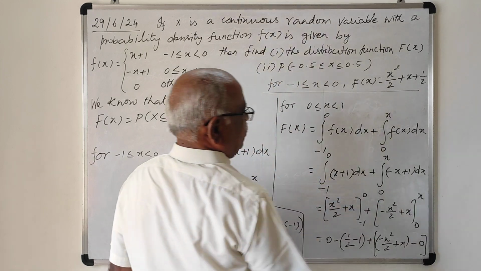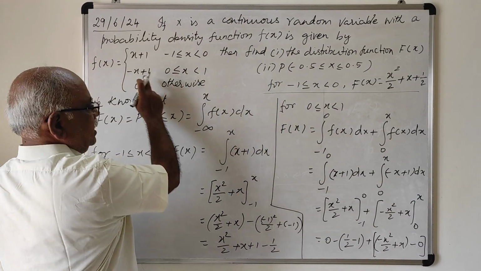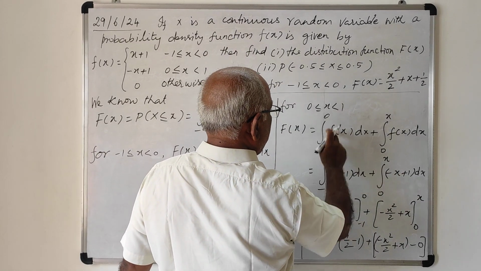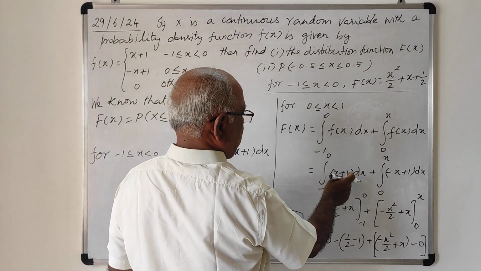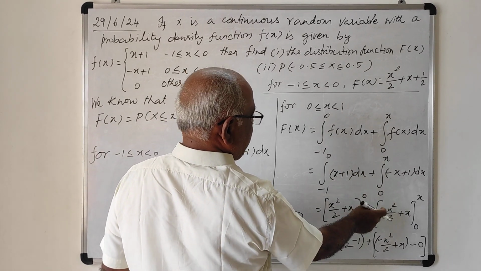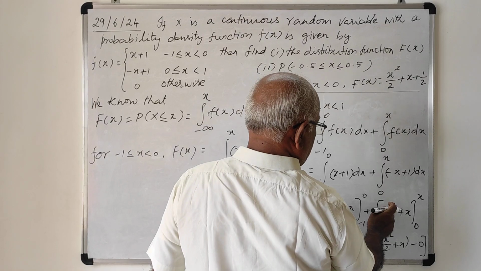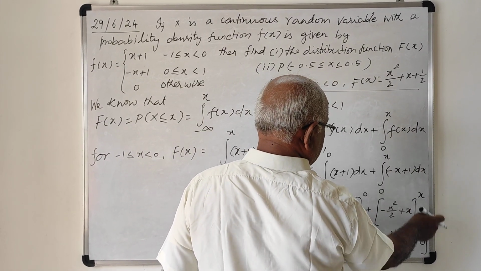F of x is minus x plus 1 here. So from 0 to x, in this interval f of x is minus x plus 1. From minus 1 to 0, f of x is x plus 1. Now integrating x plus 1 gives x square by 2 plus x, from minus 1 to 0, plus the integral of minus x plus 1 is minus x square by 2 plus x, from 0 to x.